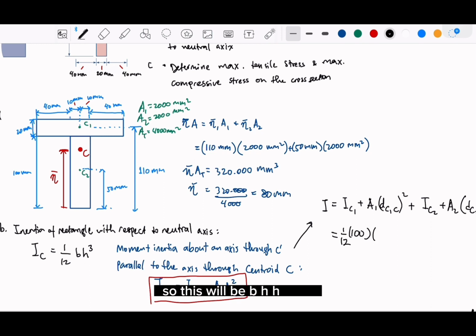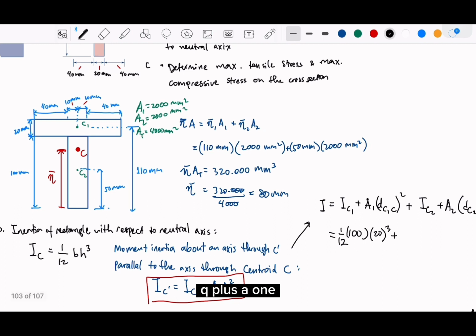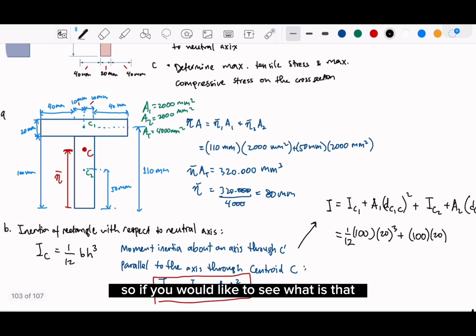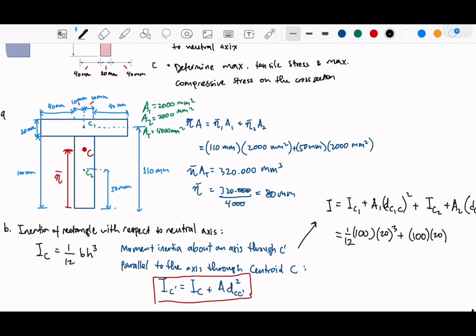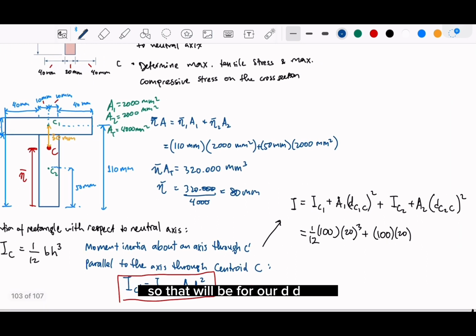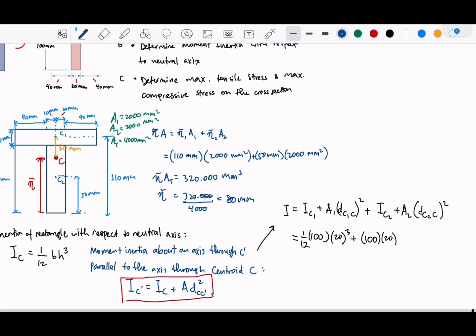So this will be BH, H is 20 cubed, plus A1 is 2000, right? Or I will write 100 times 20 if you want to write one by one. This is A1, and then DC1C is this part, okay? So if you would like to see, what is that? So we have, this is 80, this is 100, so this will be 20, right? And this will be half of 20, 10, so 10 plus 20, so this will be 30. This C1C is 30, so let me think. This is important to be drawn here. So this is 30 millimeter. Okay, so that will be for our DC1C. So this will be 30 squared.